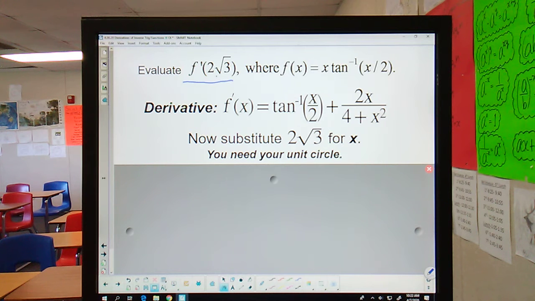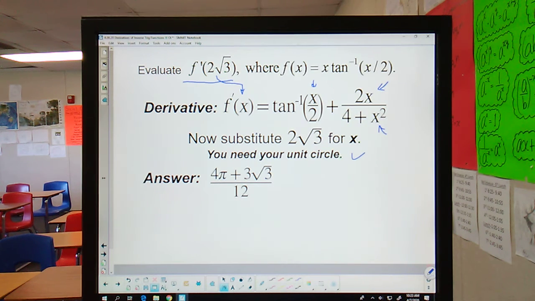All right, now, the question says to evaluate f prime of 2 radical 3. So put 2 radical 3 in place of x, which means you're going to put it here, you're going to put it here, you're going to put it there, okay? And you need your unit circle to do this. So pause the video and see if you can evaluate this correctly. Get it all down to one answer, one fraction. Okay, pause the video. All right, welcome back.